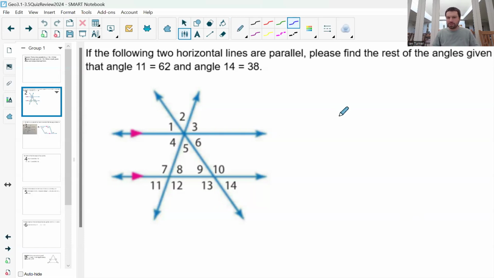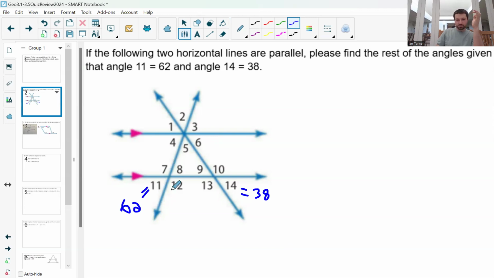Okay, so we've done some of this stuff, but this one's a little bit different. We've got two parallel lines here, so we want to use our angle pair relationships. Angle 11 is 62. Angle 14 is 38. We've got to be a little careful here. If you were going to say alternate interior angles, like 7 and 5, that wouldn't be right. 7 is alternate interior with 5 and 6. 7 and 4 are same side interior. So you just have to be a little bit careful.